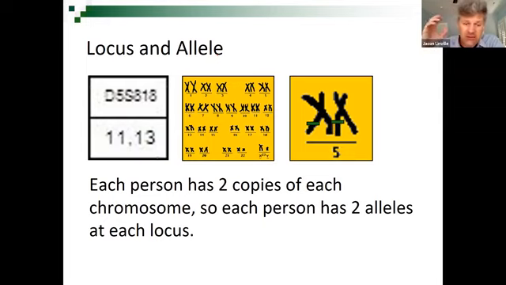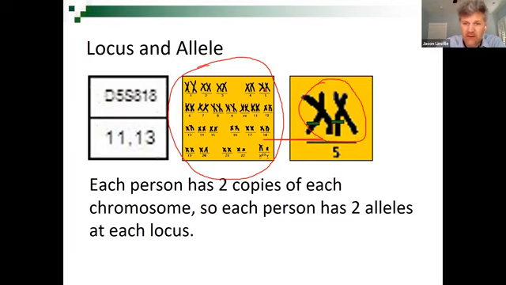Each person has 2 copies of each chromosome. We can see it there in the middle. If we opened up one cell, this is what it would look like. Okay, so if we look at a location on chromosome number 5, right there, or as it shows right here, you're going to have 2 alleles.